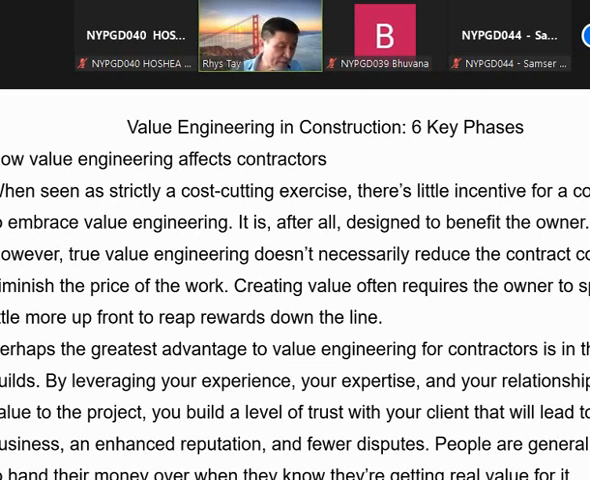Okay, how does it affect the contractor? So we're looking at the contractor outcome when we do this value engineering. Of course, there will be some cost cutting, right? So you can see here, however, true value engineering does not necessarily reduce the contract cost or diminish the piece of work. Creating value often requires the owner to spend a little more upfront to reap the reward down the line.